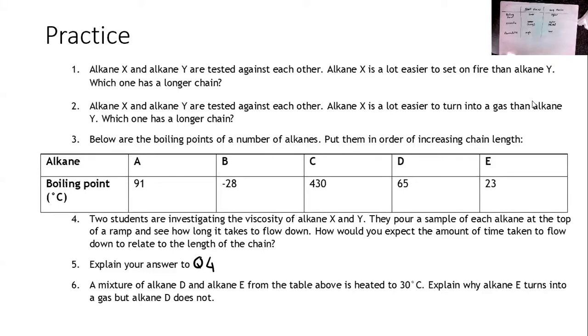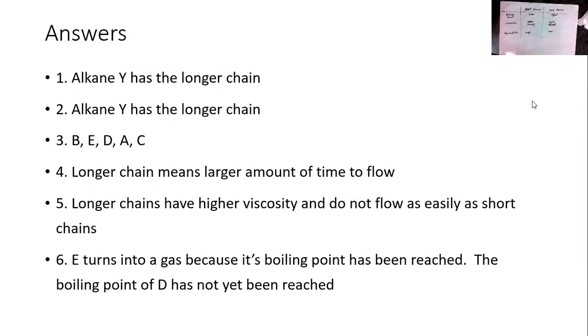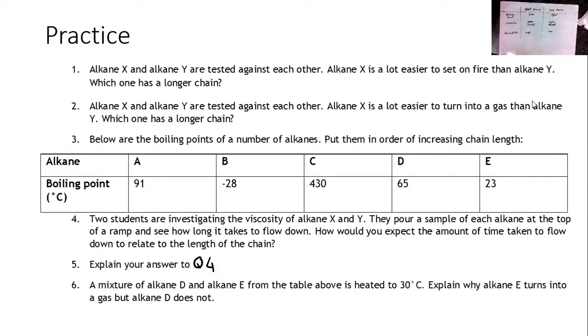You then have a table. Below are the boiling points of a number of alkanes. Put them in order of increasing chain length. Okay, so you have boiling points and you have to put them in order of increasing chain length. This is the correct order you should have: B, then E, then D, then A, then C. Well done if you got that right. B has the lowest boiling point up to C has the highest boiling point. Short chains have the lower boiling point. So the lowest boiling point was -28 for B. That's got to be the shortest chain. And the longest chain has to be the one that was the highest boiling point.